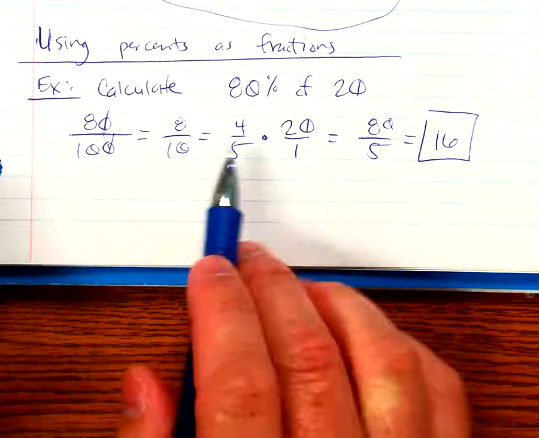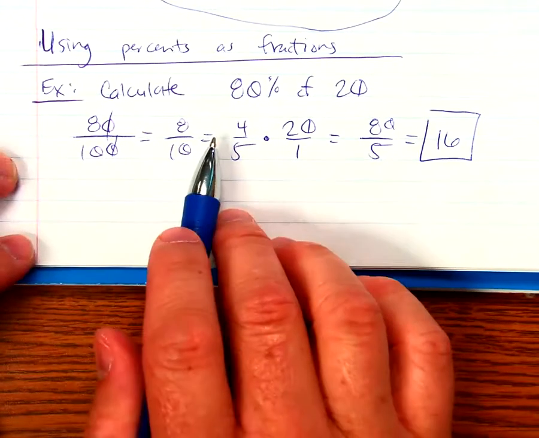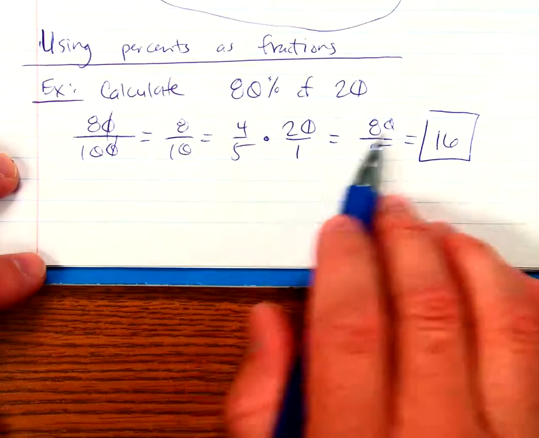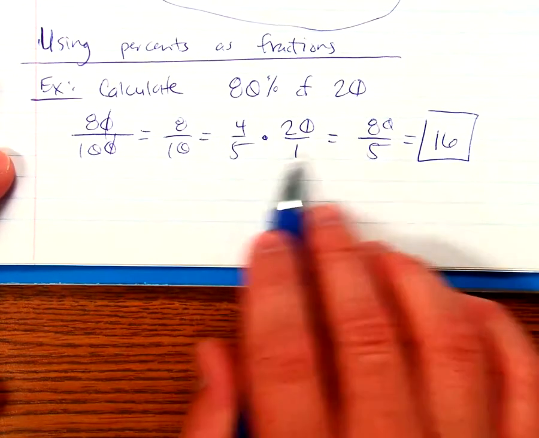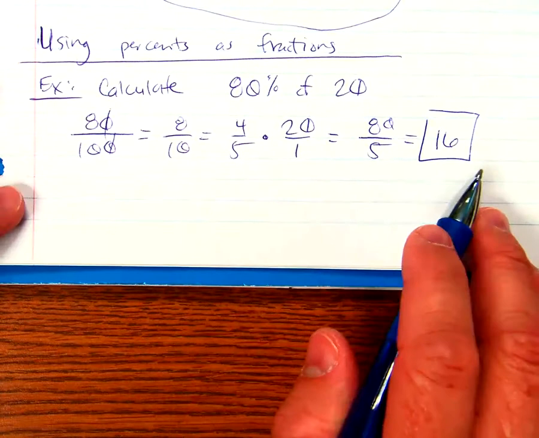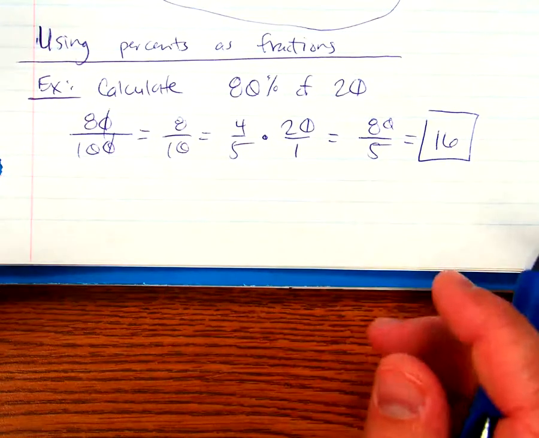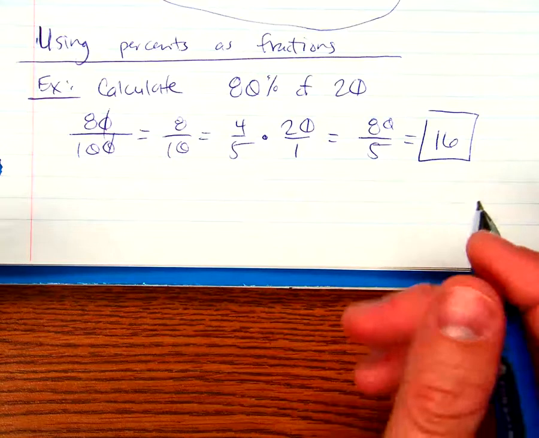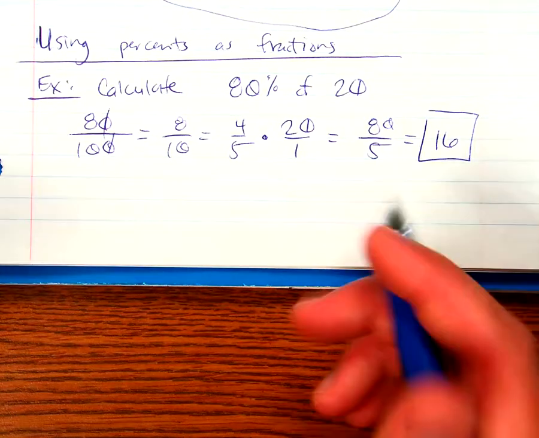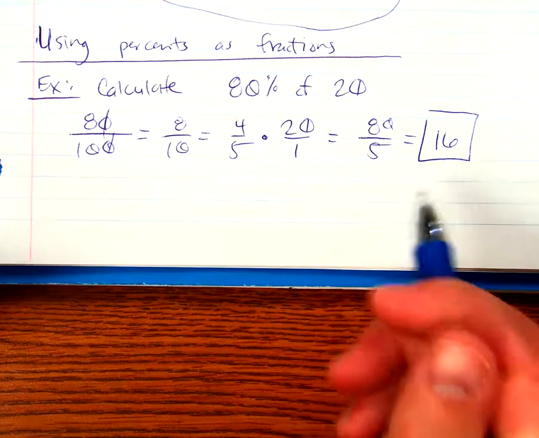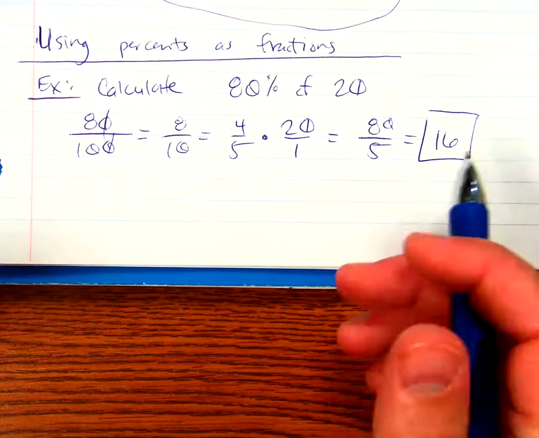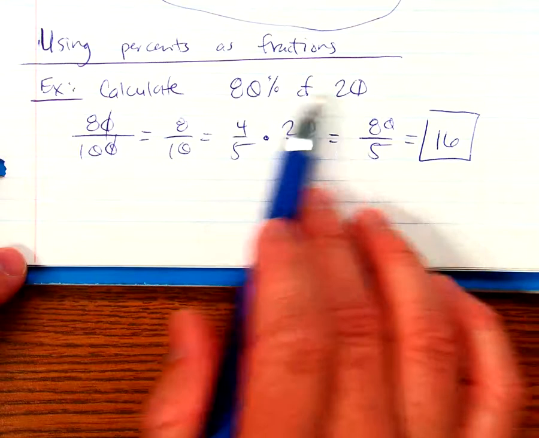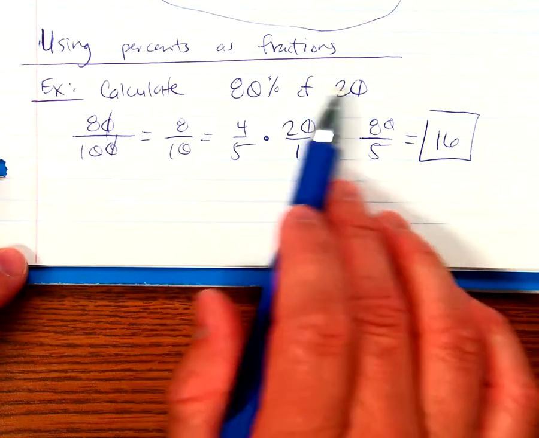So by making this into a fraction first, we're able to just use whole numbers the whole way through. It's actually just multiplying whole numbers, 4 times 20, divided by 5, and we get a whole number for our answer. This method is very easy to use and is much quicker than any other method of solving percents if the numbers that you are given are simple numbers to start with.